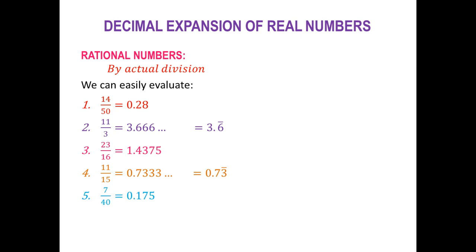Next is 7 by 40. It's again terminating. And sixth is 8 by 9. Its decimal expansion is again non-terminating and repeating. Here 8 is repeating, so we put bar on 8. From here we conclude that there are two cases.